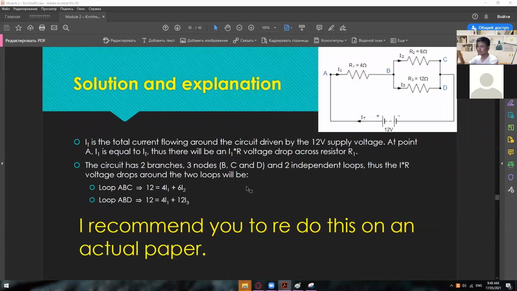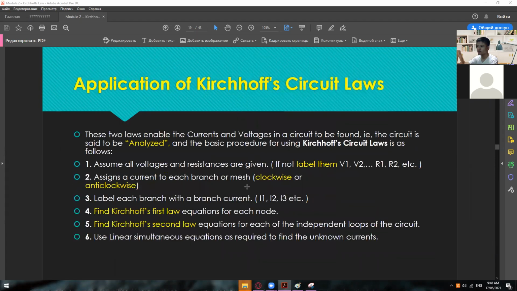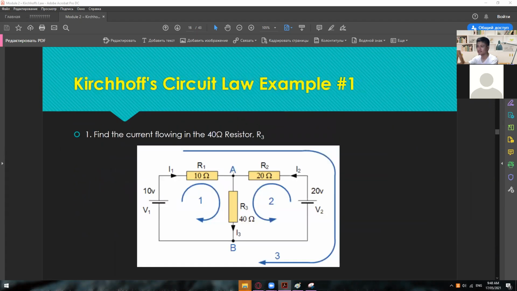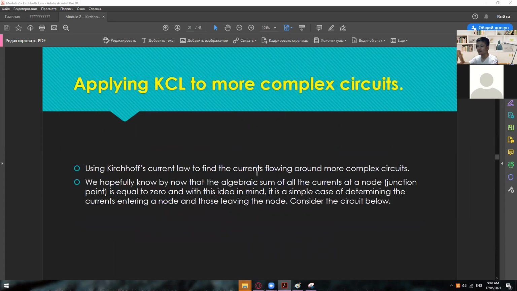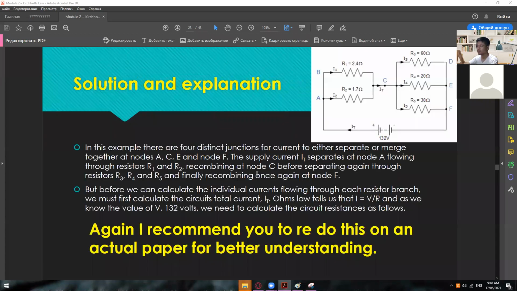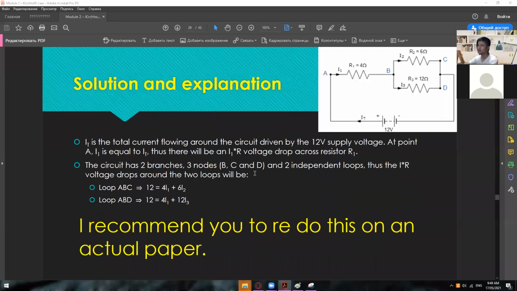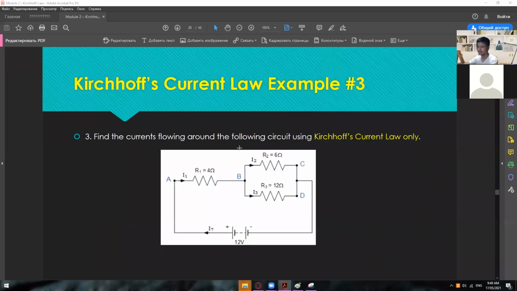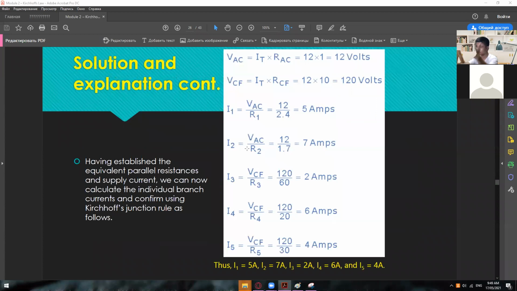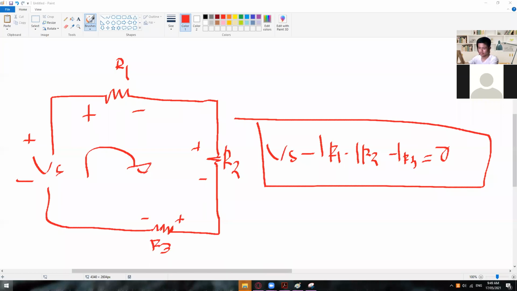Okay, so you can just watch this one again. The main examples when it comes to KCL and KVL are example number 1 and example number 3, I guess. Yeah, this one. And the rest, of course, is solved with the help of Ohm's law.